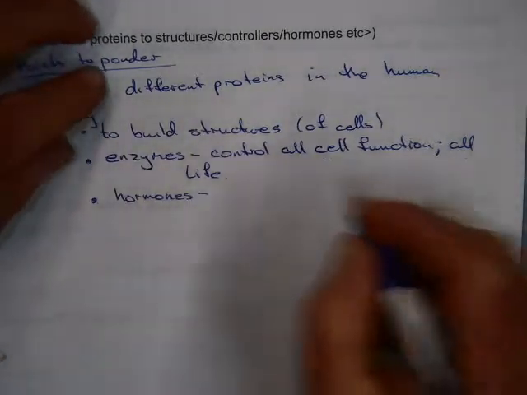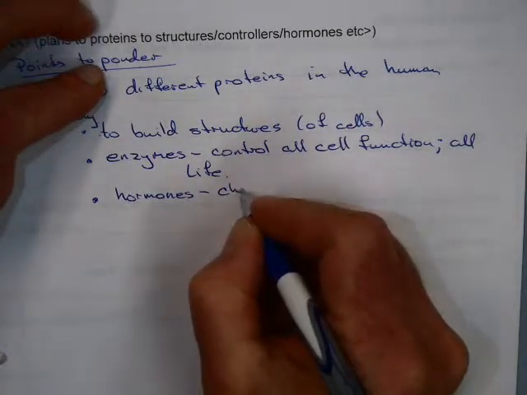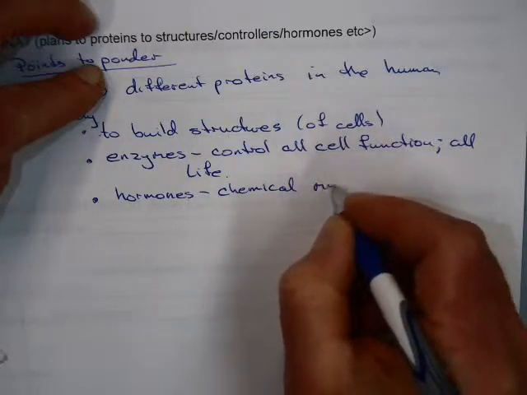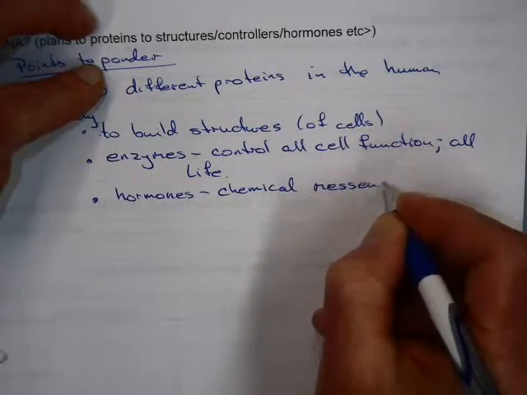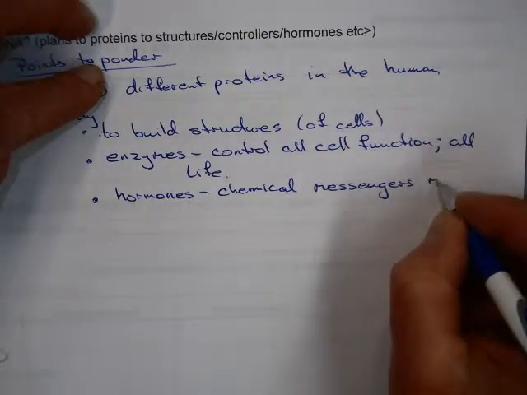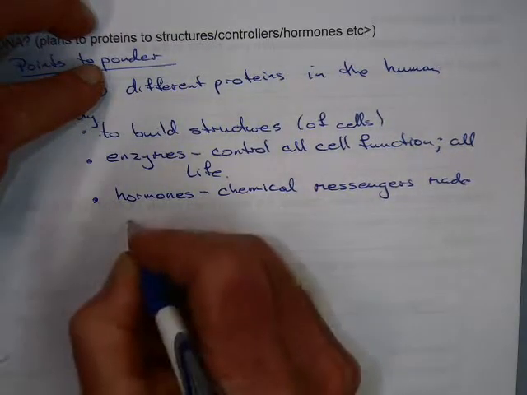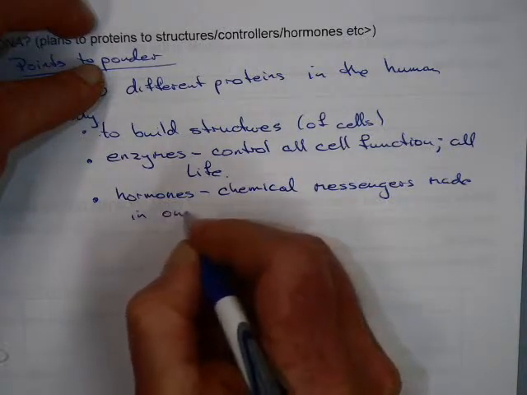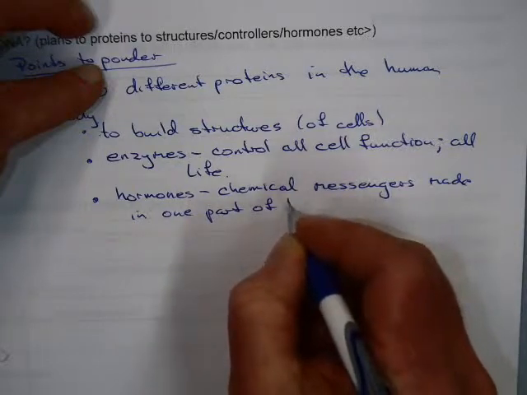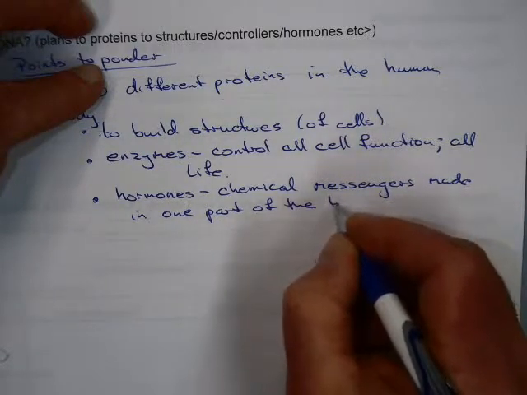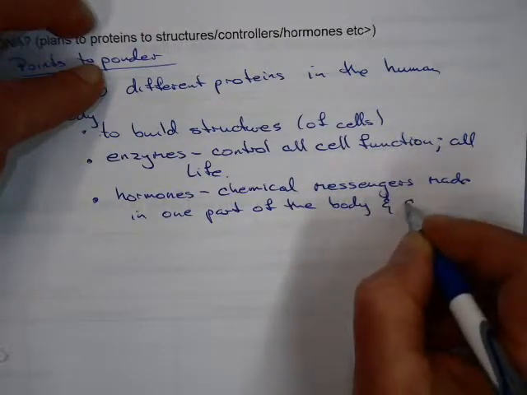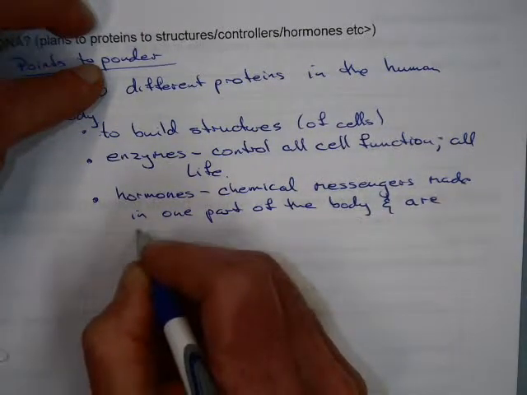Okay, hormones. So these are chemical messengers that are made in one part of the body and are used in a different part.